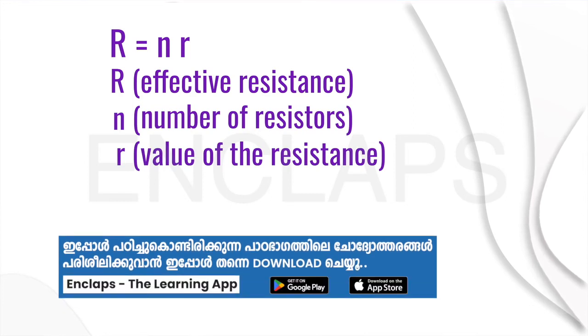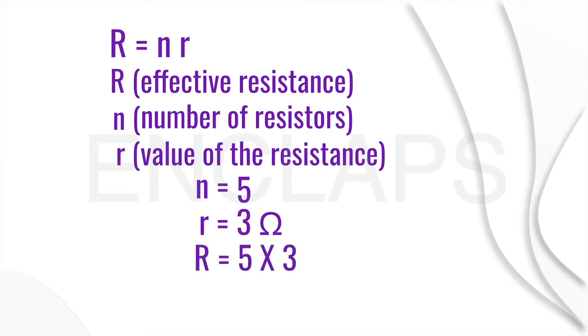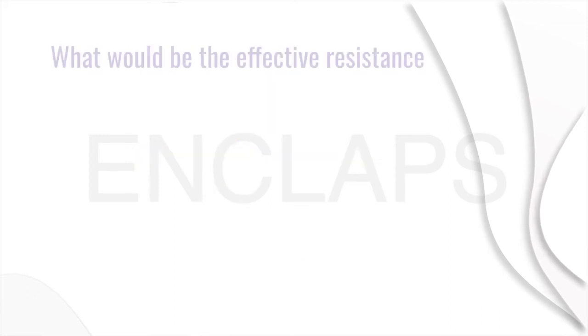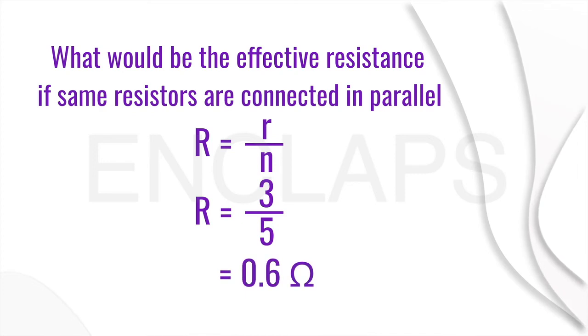Now, let's solve this problem using this formula and substitute the values. R is equal to nr. Here, small letter n is equal to 5 and r is equal to 3 ohm. Therefore, effective resistance R is equal to 5 into 3, which is equal to 15 ohm. From the same question above, what would be the effective resistance if the same resistors are connected in parallel? R is equal to r divided by n. The effective resistance is R is equal to 3 by 5 equals 0.6 ohm.